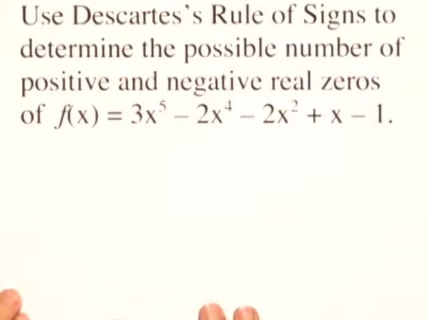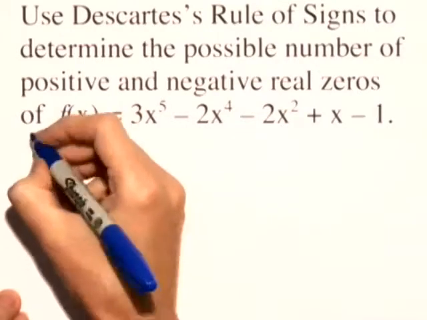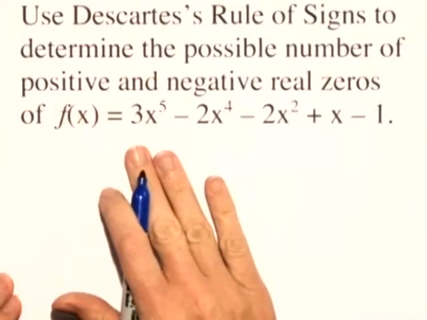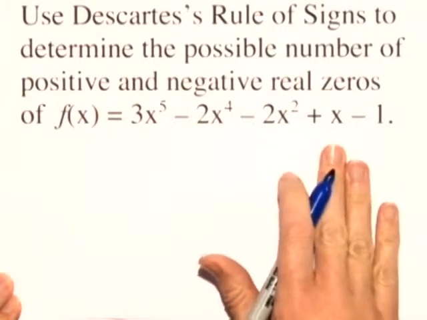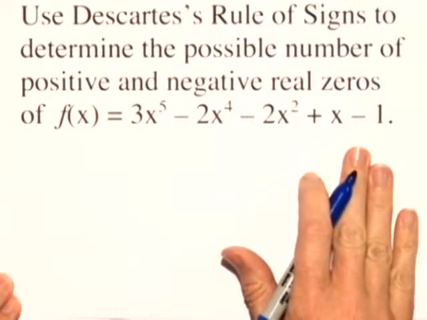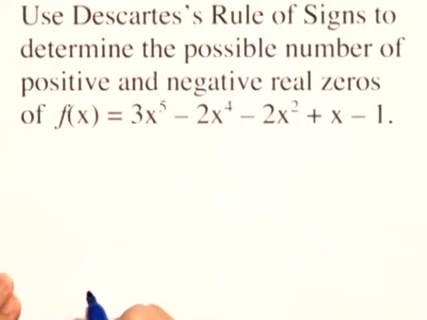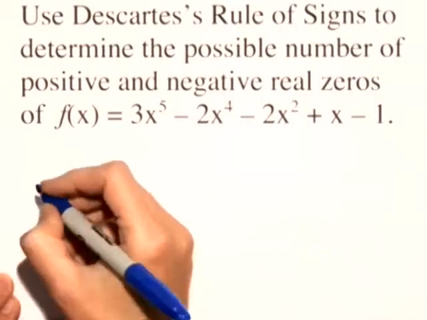For this example, we'll use Descartes' rule of signs to determine the possible number of positive and negative real roots. So, we have our function given here. F of x is 3x to the fifth minus 2x to the fourth minus 2x squared plus x minus 1. Let's first look at the possible number of positive real zeros.